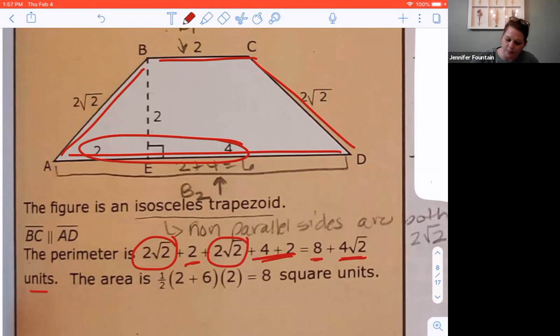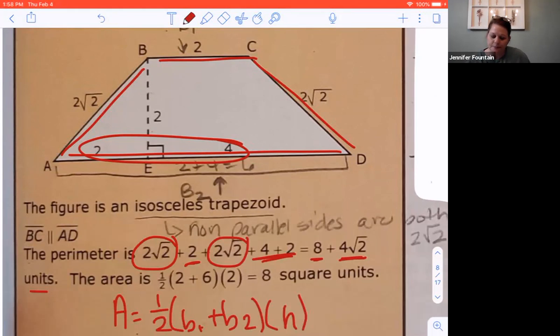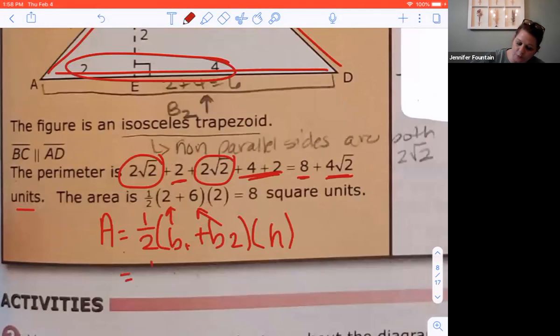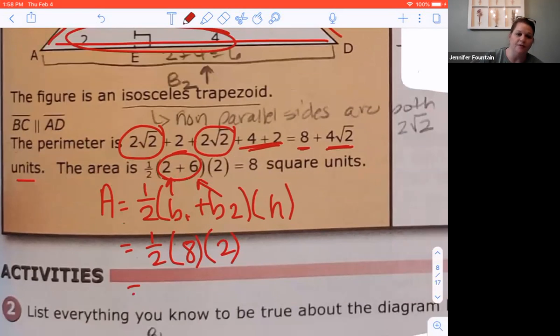Then to find my area, remember area equals 1/2 times base 1 plus base 2 times the height. So they have the 1/2. They said one of my bases measures 2, the other base is 6. So I add those together and multiply by 1/2. So here I'm going to have 1/2 times 2 plus 6 is 8. And then my height is 2. So I've got 1/2 times 8 times 2. Half of 8 is 4, and 4 times 2 is 8. So I'm 8 units squared.